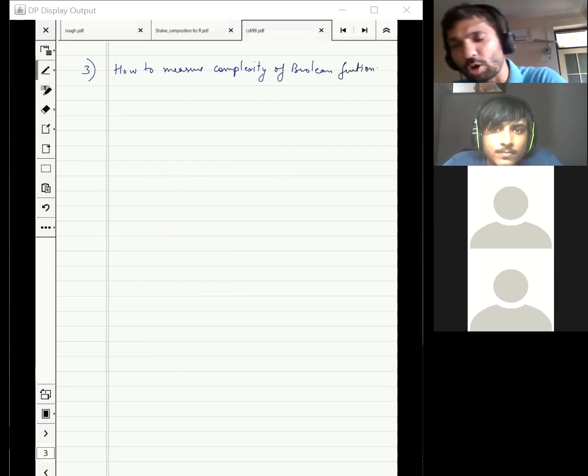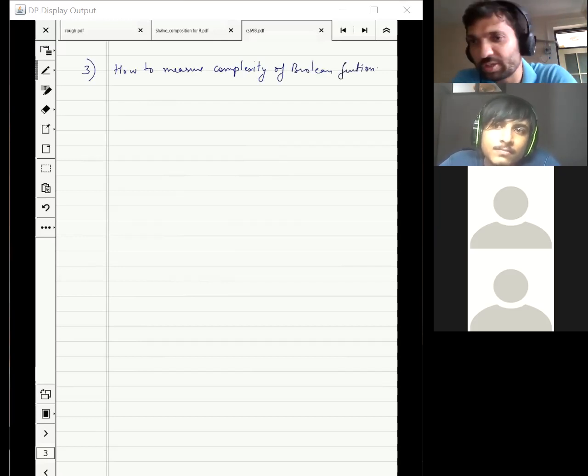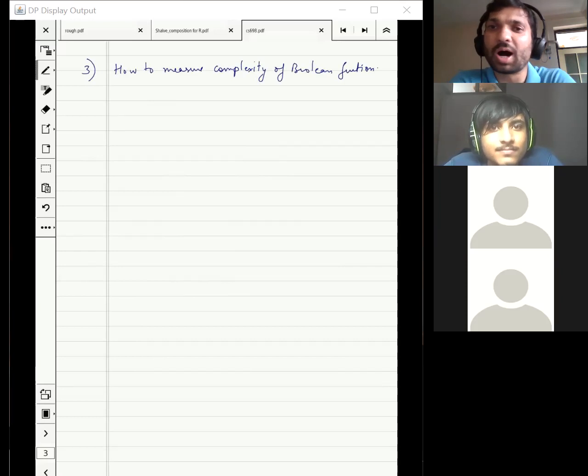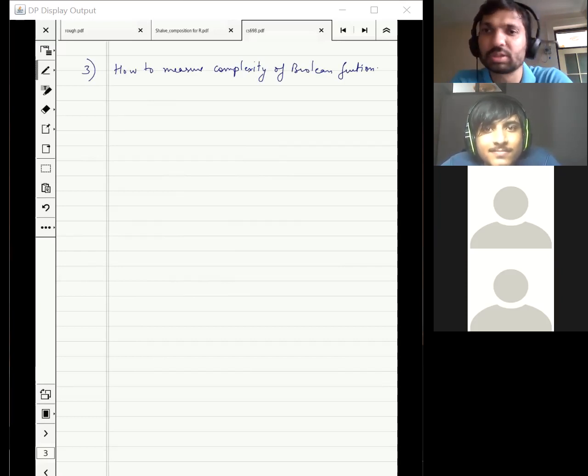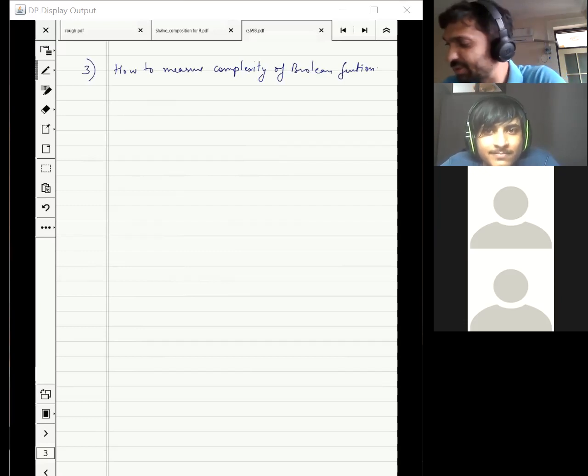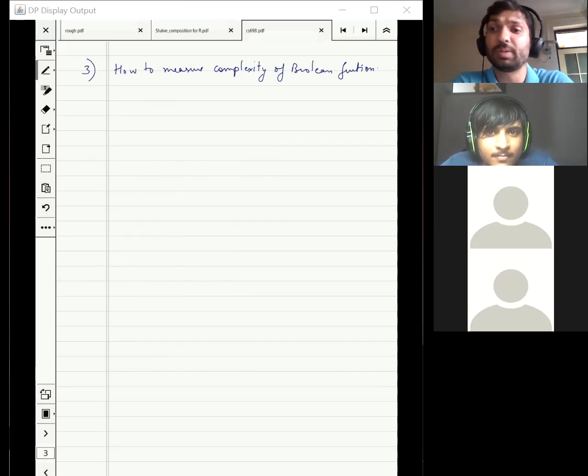I do research in complexity theory. This is the thing which we study. We want to say how hard a problem is to solve on a computer, or how difficult it is to make an algorithm for a problem, right? This is complexity theory, and this is what we are going to learn here, how to define complexity.